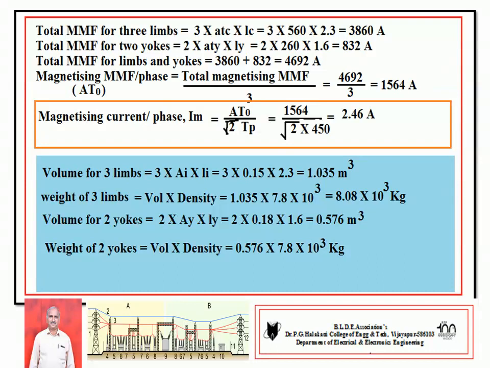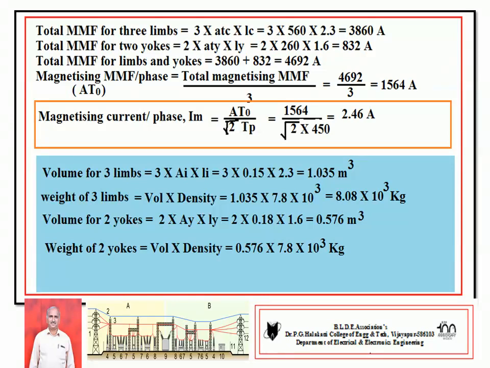Magnetizing current per phase, IM, equals 1564 divided by root 2 TP, where TP is number of turns in primary winding, and 1564 is magnetizing MMF per phase, hence finally we are getting 2.46 ampere.